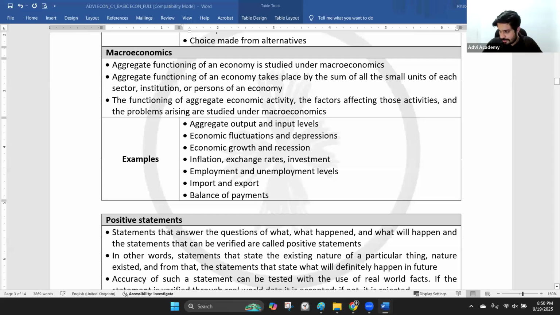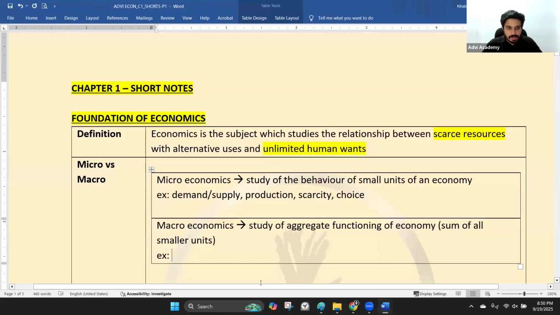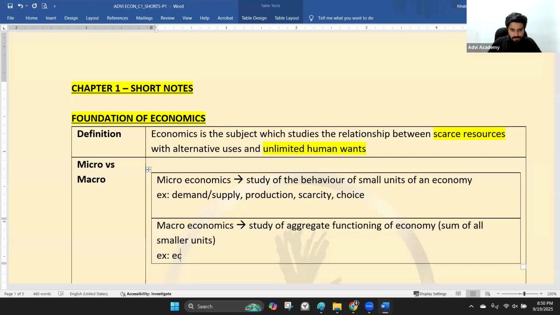So you have economic growth and economic recessions. Then you have things like inflation. You have things like unemployment.